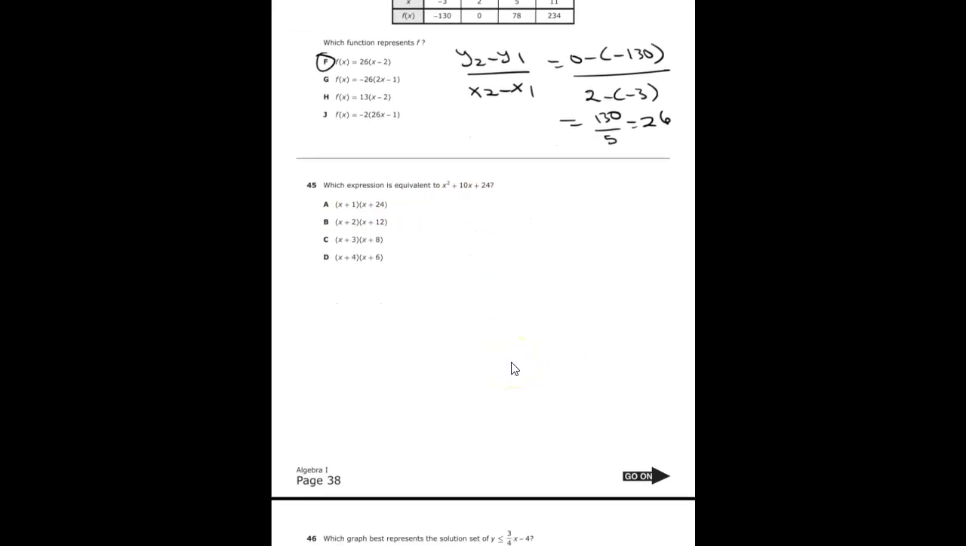Which expression is equivalent to x squared plus 10x plus 24? So let's go ahead and factor. What are the factors of 24 that have a sum of 10? Most likely will be 6 and 4. So this is going to be x plus 6 multiplied by x plus 4.